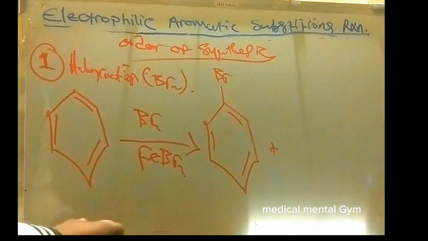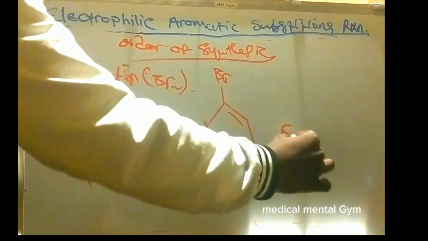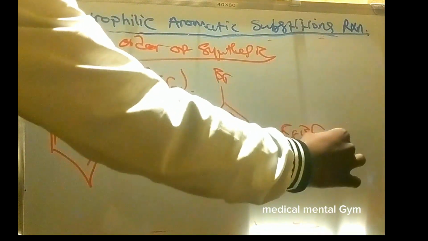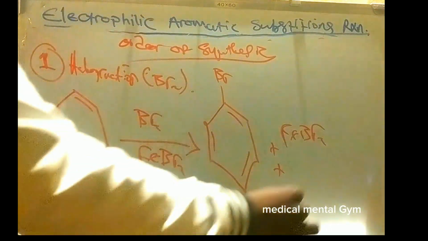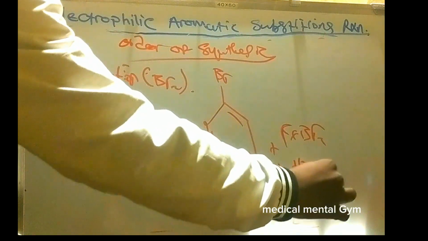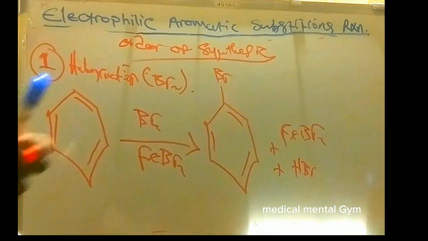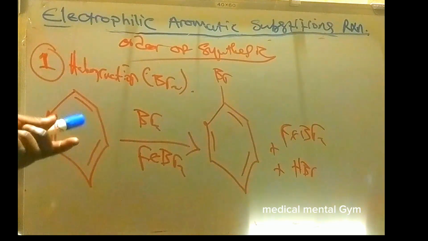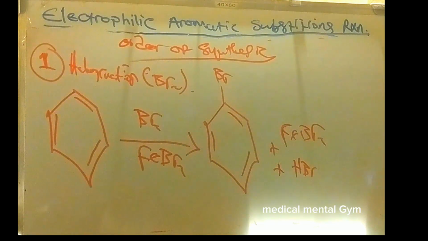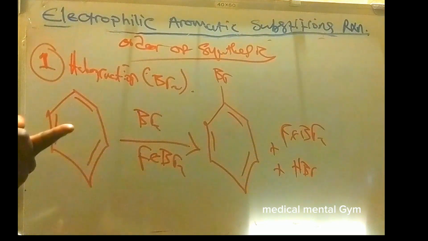Okay. Accompanied with that, we produce back the iron bromide, our catalyst, and we also produce hydrogen bromide. So these are going to be the products of this reaction. So this will be reaction number one. So this being reaction number one, we understand the mechanism of halogenation.